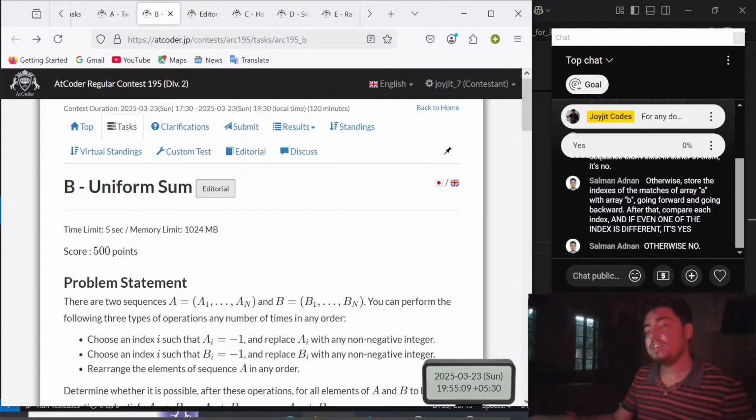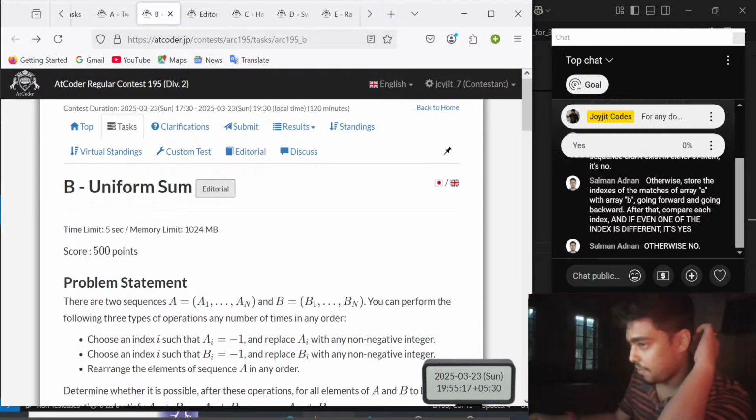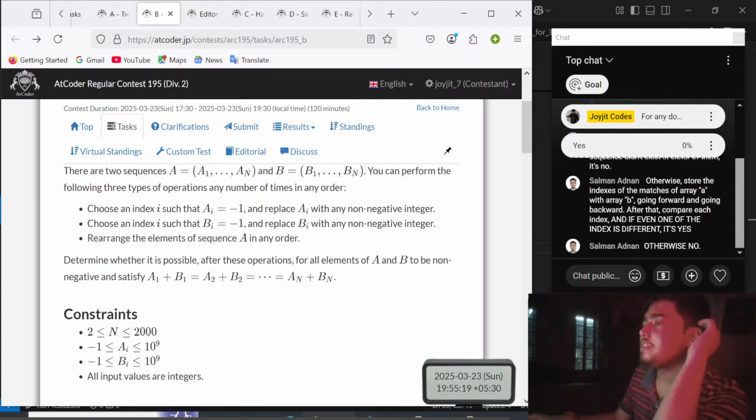Yeah. So there are two sequences, A is equal to a1 till an, and B is equal to b1 till bn. You can perform the following three types of operations. If a_i is equal to minus 1, you can replace it with any non-negative number. If b_i is equal to minus 1, replace it with any non-negative number. Rearrange the elements of sequence A in any order such that a1 plus b1 is equal to a2 plus b2 is equal to an plus bn. Okay.